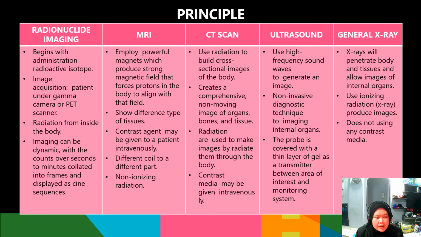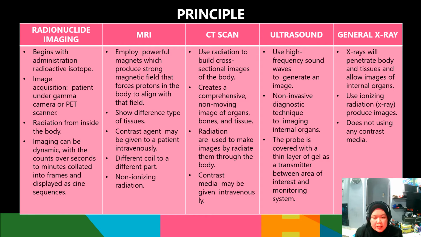The principle of MRI is to employ a powerful magnet which produces a strong magnetic field that forces protons in the body to align with that field. It will show differences between types of tissues, and a contrast agent may be given to the patient intravenously, by request from the radiologist or depending on the body part being imaged. Different coils may be used for different parts, and it is a non-ionizing radiation.